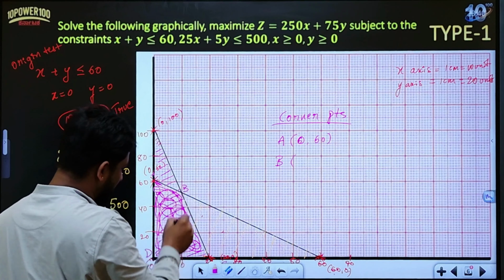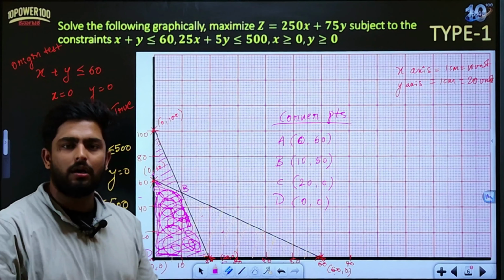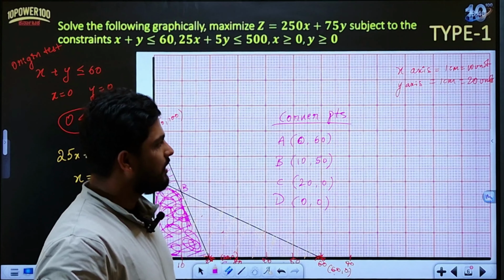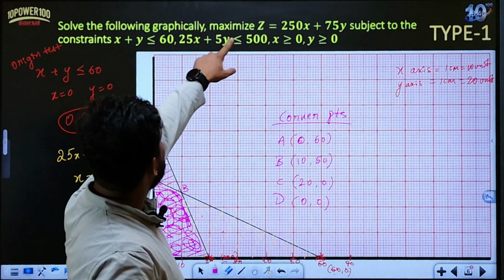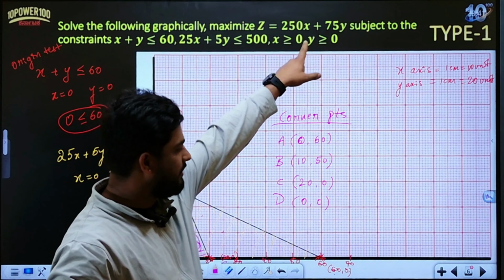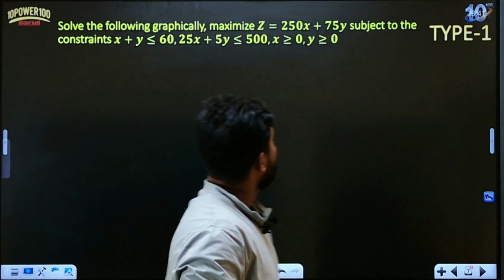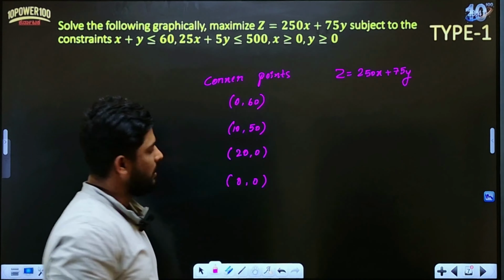So we got 4 corner points. How did I get the corner points? By looking at the feasible region. Now what we have to do is, by using these corner points, substitute in z. So z is equal to 250x plus 75y, correct? These points we are substituting here.